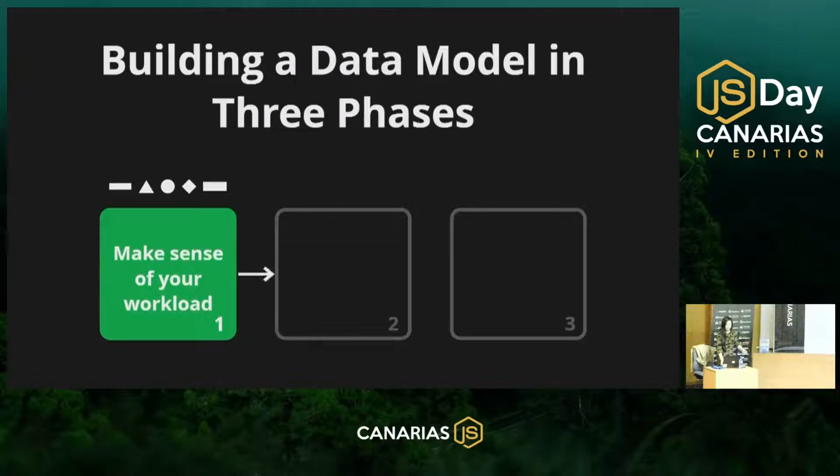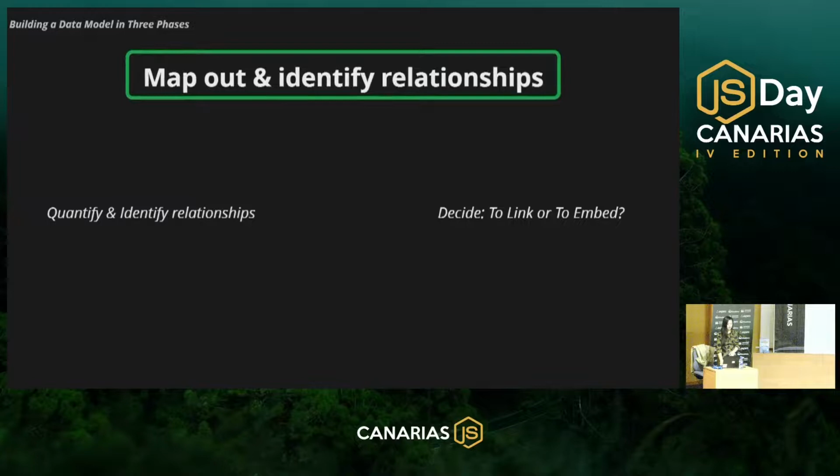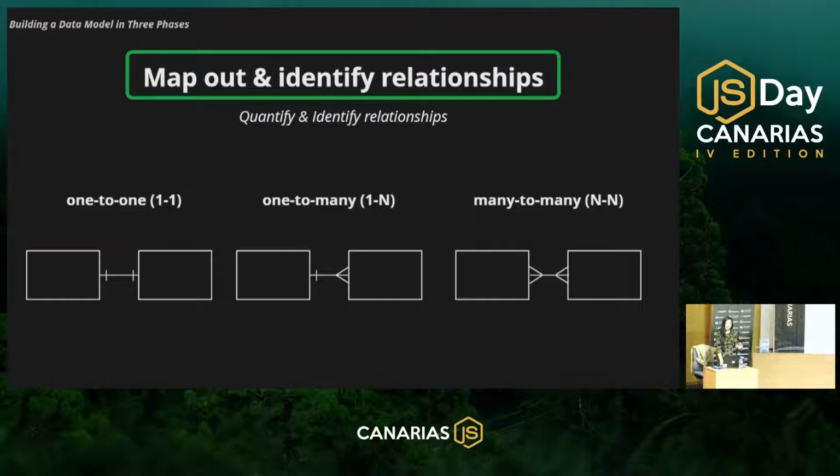So once you have all of those pieces, the next phase is to map out and identify all of those relationships that come from the data that you get from this first phase. And in this phase, there's two things that you do. The first thing is you quantify and identify the relationships. So who has seen this type of notation before? Yeah. Mostly from a relational background, right? We have the same types of relationships in document databases too, right? We have one-to-one relationships, denoted in crow's foot notation here. We have one-to-many and we have many-to-many. And those exist in document databases as well.